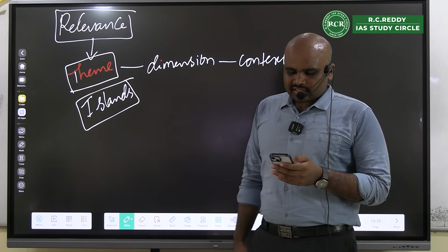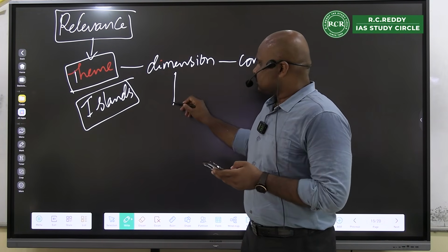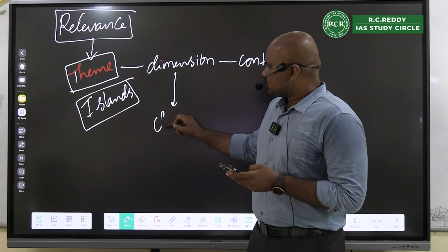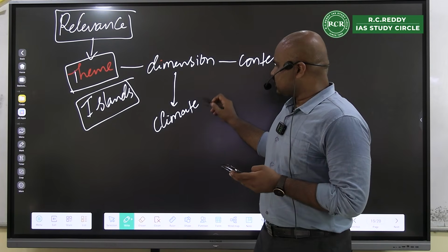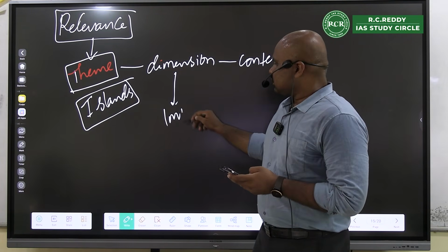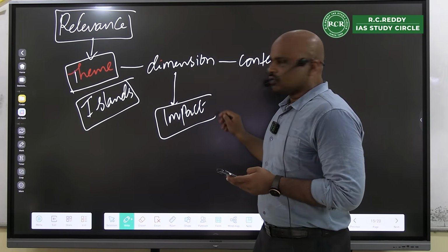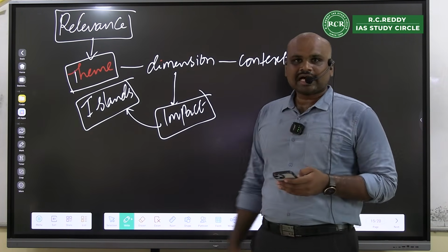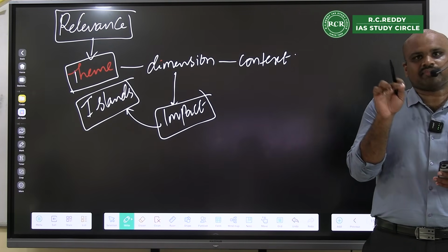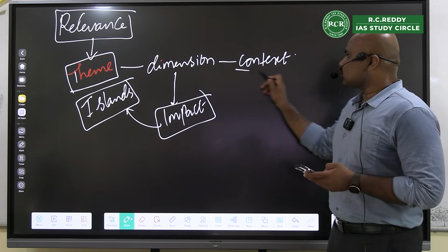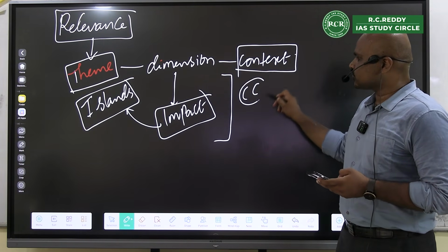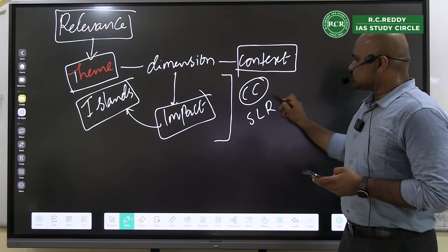What is the dimension that they are trying to put? The dimension that they are bringing in here is the corresponding impact on island nations. But in what context are they asking? The context to this impact is being questioned with respect to climate change and sea level rise.